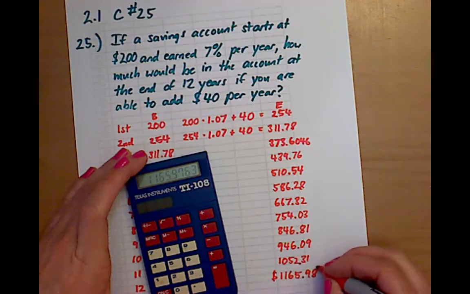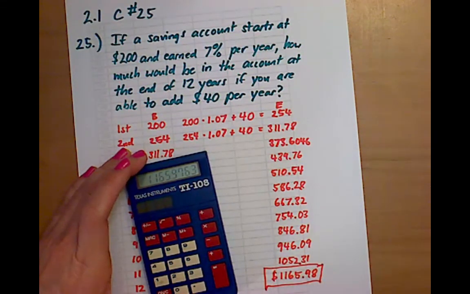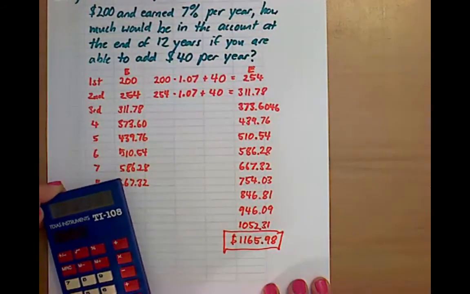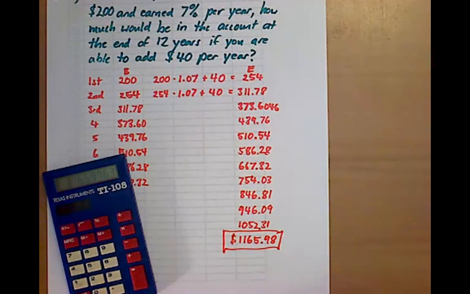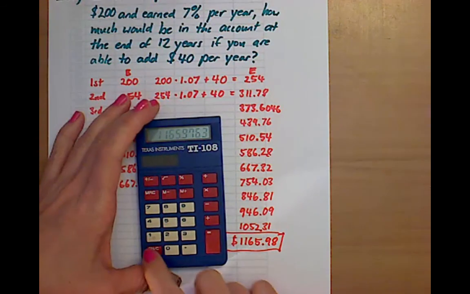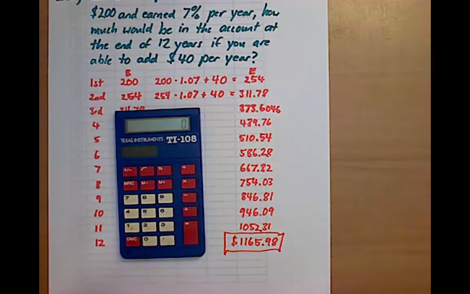$1,165.98. And if you go check the answer below, sorry, I hope you can see that. That is the correct answer. So it's a lot of work to get through and type it all in. It's much easier to do it on Excel, and you're going to learn how to do that in a little bit in the class. But it's good to practice on the calculator so you can see exactly what's going on.